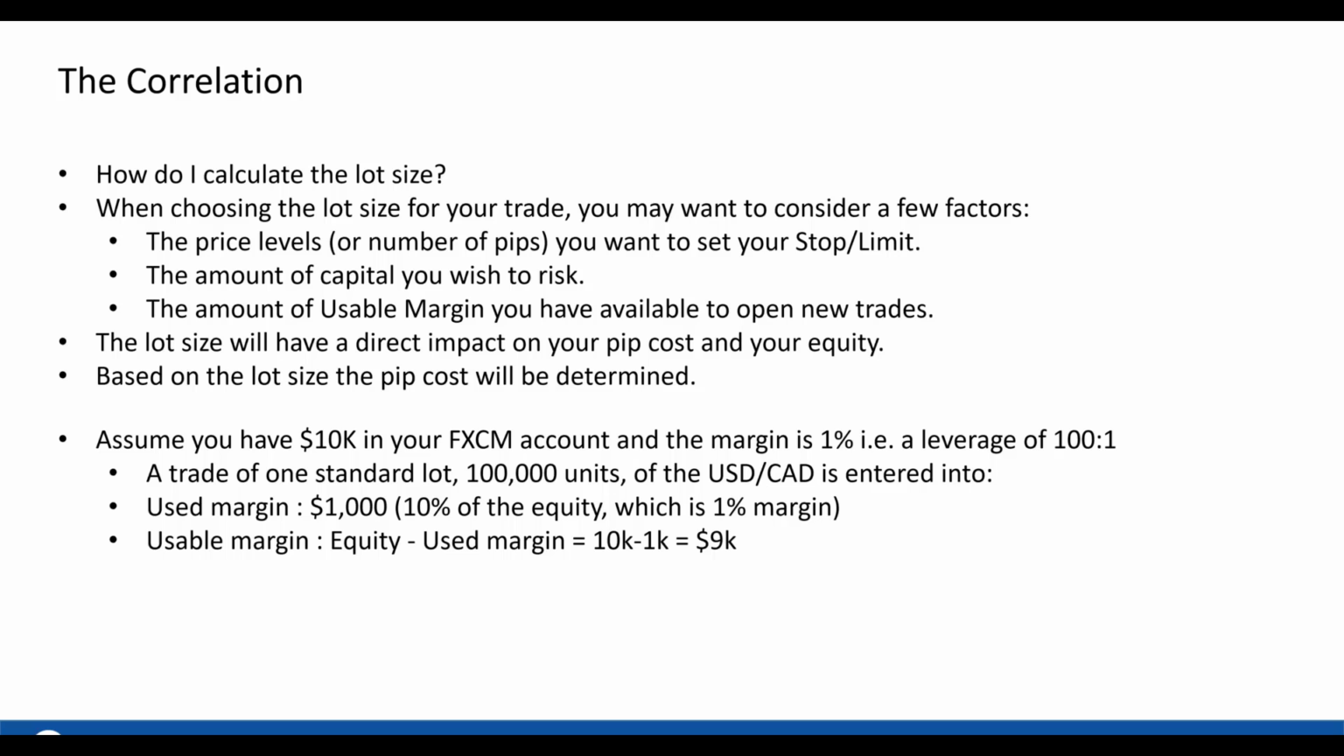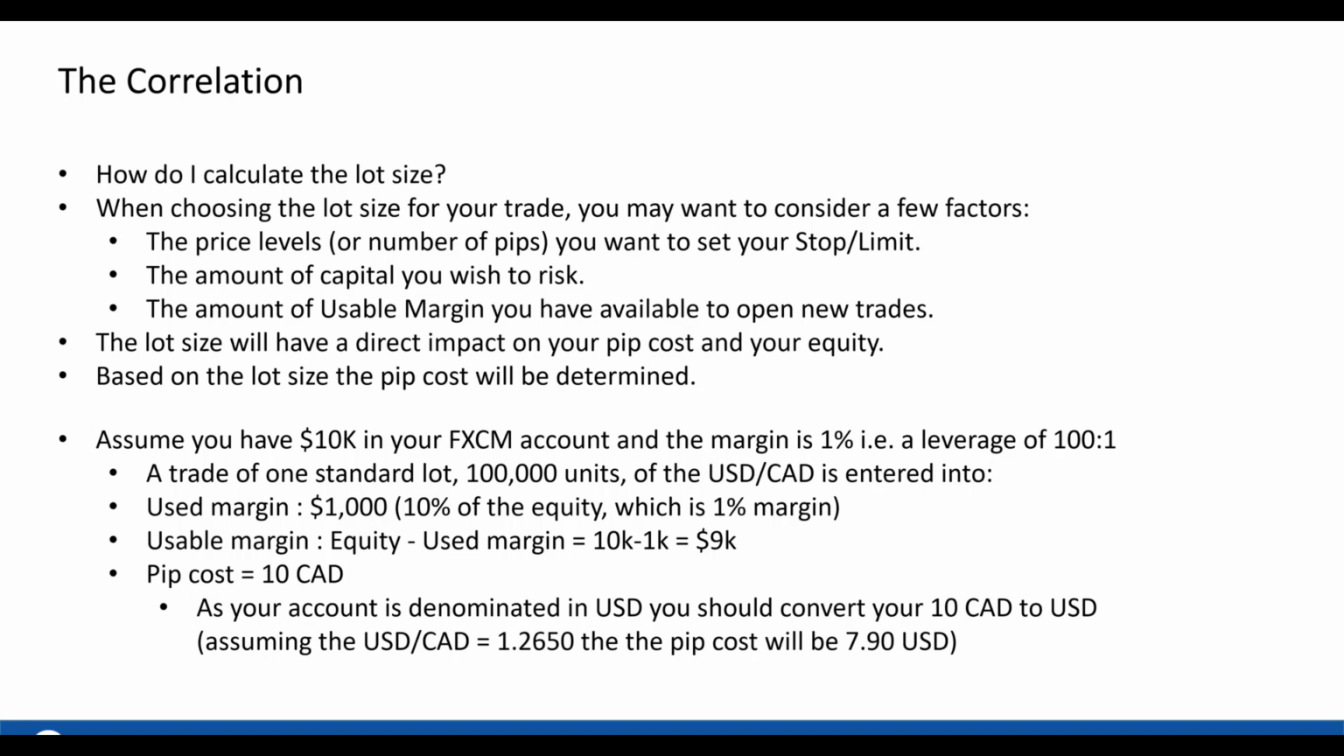Now, because you are using 10% of your equity, the pip cost is actually going to be 10 Canadian dollars. But because your account is denominated in US dollars, you should convert the 10 Canadian dollars to US dollars. And in this example, we're assuming that the exchange rate is 1.2650, which equates to 7.9 US dollars.